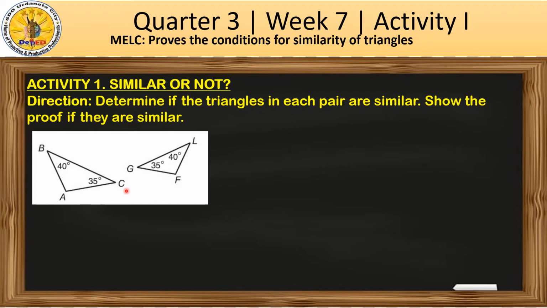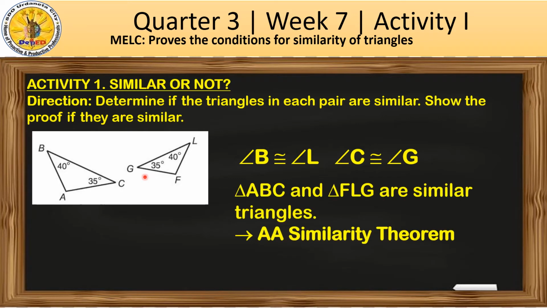Now you will notice that these two triangles have two pairs of angles that are congruent. Angle B has the same measure as angle L. Angle C has the same measure as angle G. Therefore, if it has two pairs of congruent angles, we can already conclude that triangle ABC and triangle FLG are similar triangles, and that is by the AA similarity theorem.